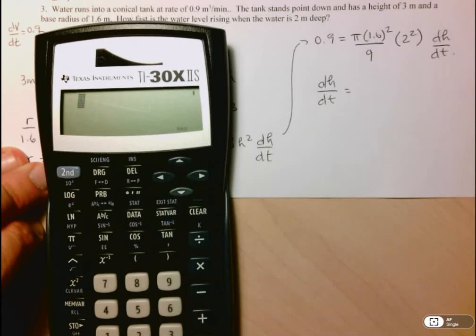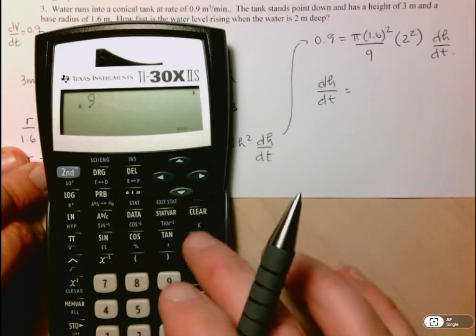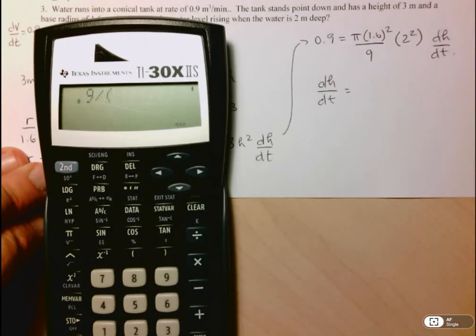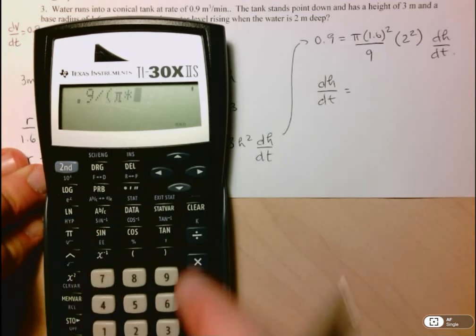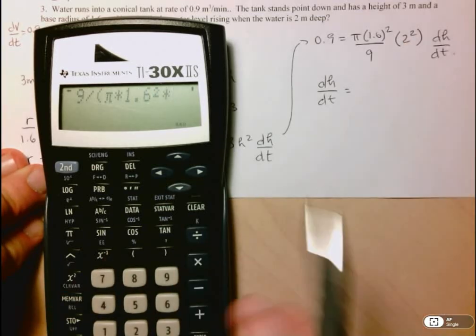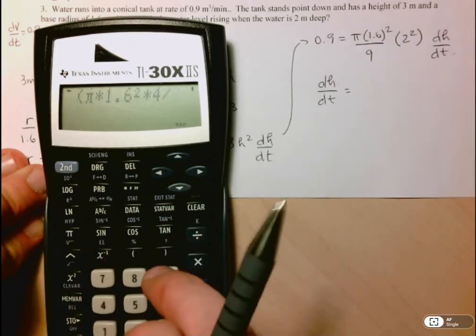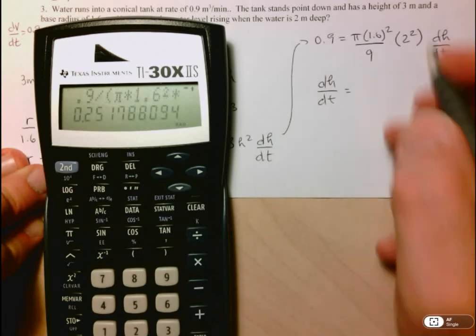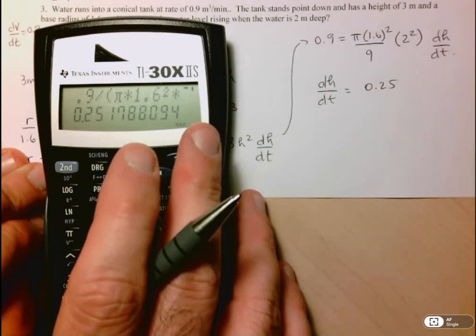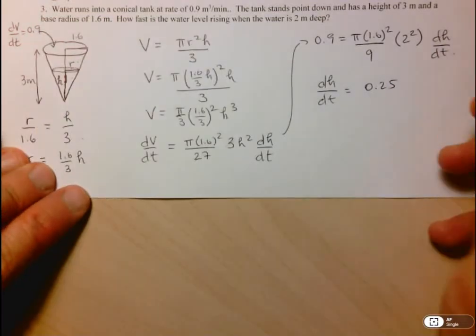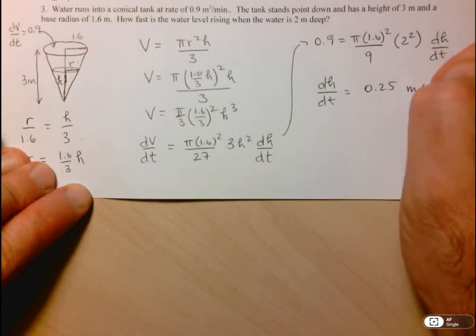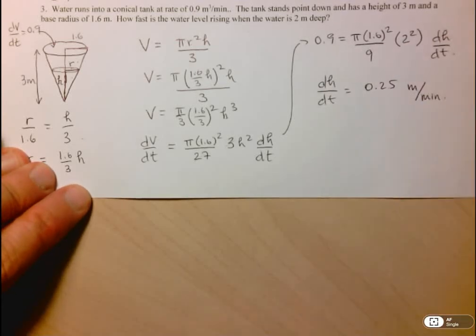And let's carefully input that into our calculator. So here we've got 0.9, and we have to divide by this whole thing. So make sure you put that in brackets. So here we've got pi times 1.6 squared times our 2 squared, which is 4, and divided by 9. And here we have dh/dt is 0.25, and let's make sure we've got the correct units here. So here we know that the height is given in meters, so this is going to be meters, and the time unit is in minutes.